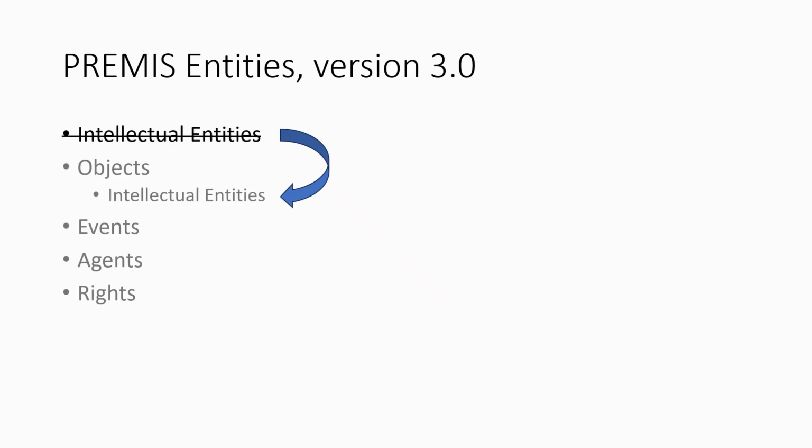In version 3.0, intellectual entities were eliminated as an entity and folded into objects. So there are only 4 entities now. Users can now choose whether to specify intellectual entities in or outside of PREMIS.